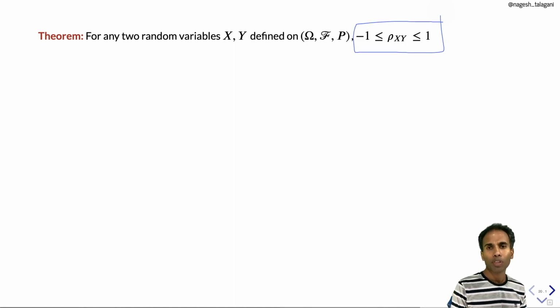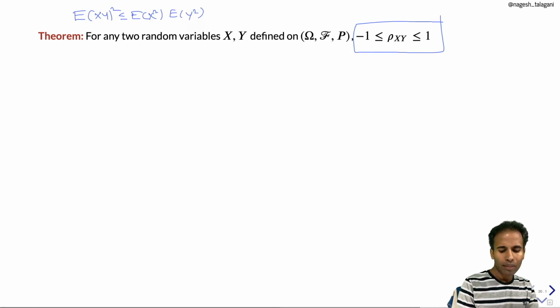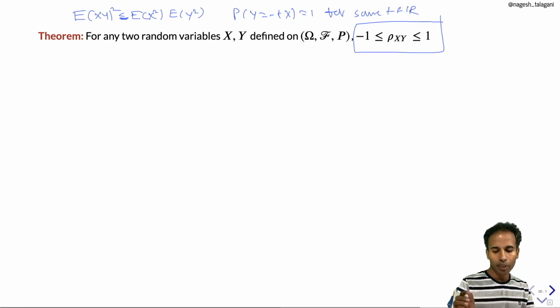We are going to prove it using the Cauchy-Schwarz inequality. What is the Cauchy-Schwarz inequality? (Expectation of XY) whole square is less than or equal to expectation of X square times expectation of Y square. Okay, and we also know that equality occurs only when Y equals minus tX with probability 1 for some t belongs to R. Okay, this is what we know from the Cauchy-Schwarz inequality.